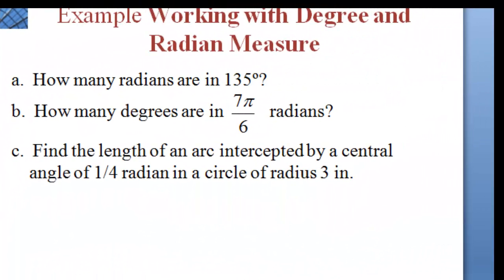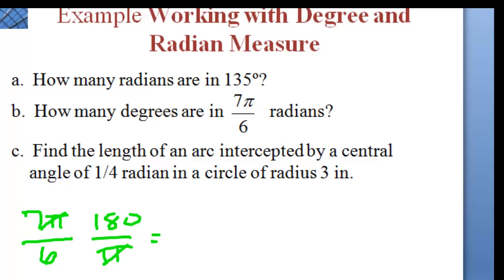So we can use this to convert. Let's start with the second one here. How many degrees are in 7 pi over 6 radians? We take 7 pi over 6. We know that a radian is 180 divided by pi. So we cancel out the pi's. We can reduce here. So 6 goes into 180 30 times. So 7 times 30 is 210 degrees. So 7 pi over 6 radians is 210 degrees.